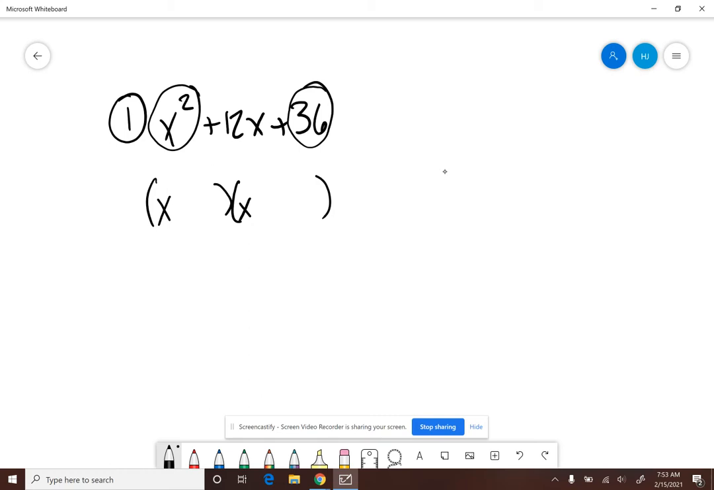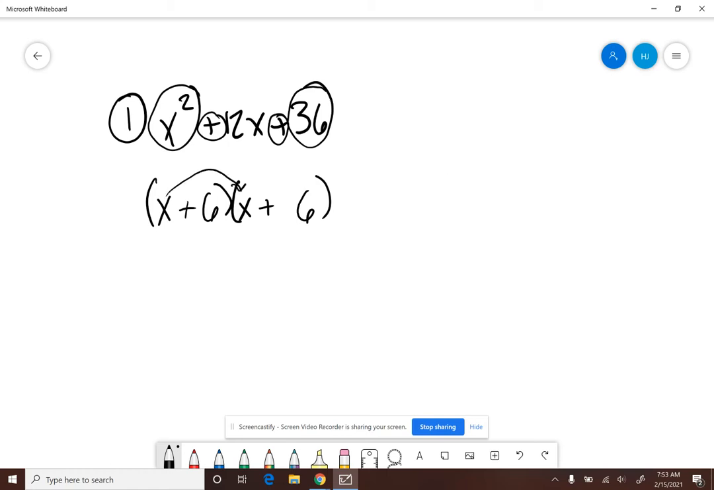So the square root of 36 is in fact 6. And notice I have a positive symbol here and a positive symbol here. So it stands to reason I should probably put a positive symbol here. Now the way we can always check is we can go ahead and FOIL this back out and see if it actually comes back to this same answer. If it doesn't, then something's wrong, right? So let's take a look at this.